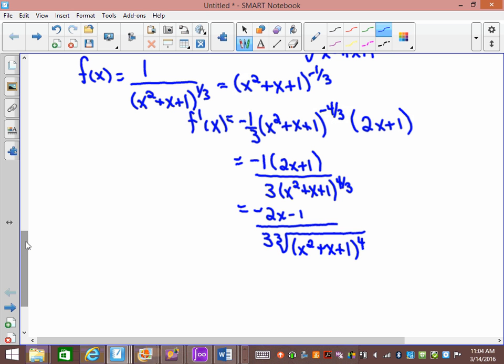But like I said before, if you were going to do the second derivative, you would never turn it into this and do the second derivative. You'd go right from here. Because when you differentiate, you never want it in a radical. You want it in a fractional exponent. Okay?